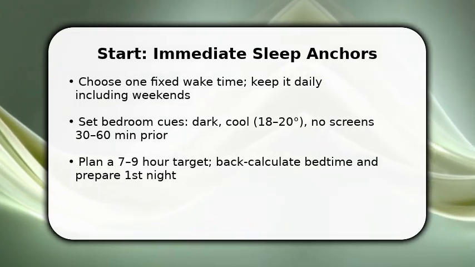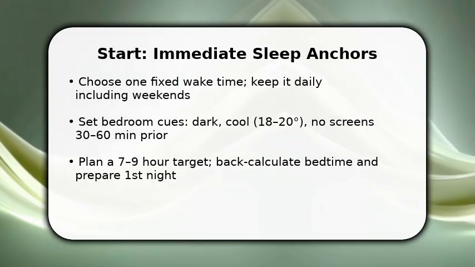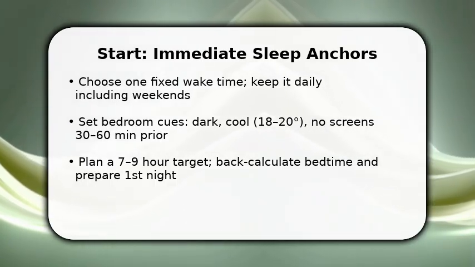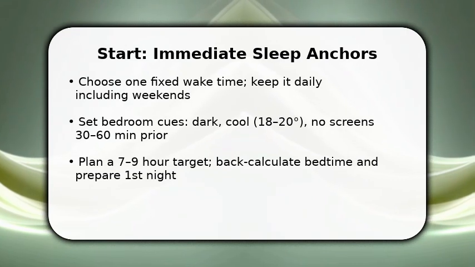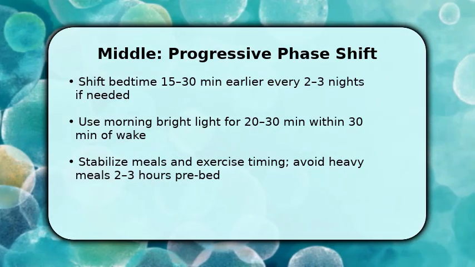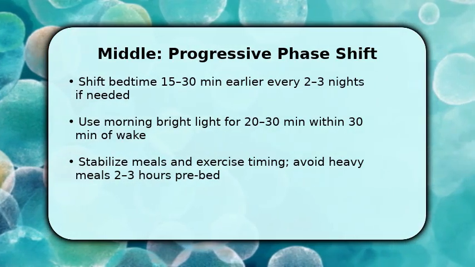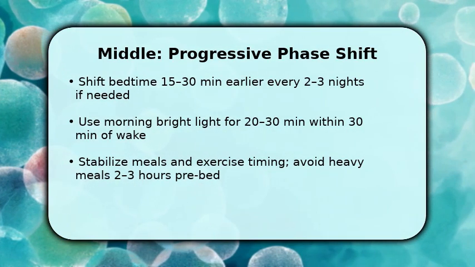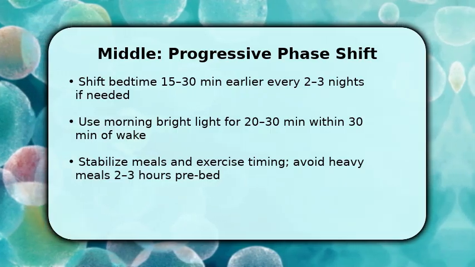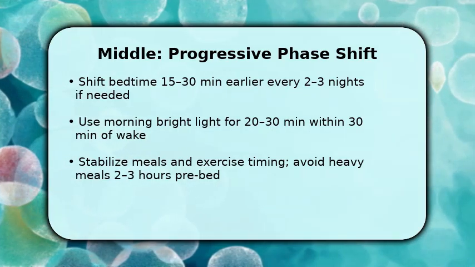This is the how and why: consistency trains the clock. Immediate environmental control speeds the process. Once your anchor is set, you perform a progressive phase shift. Move bedtime earlier in small steps, 15 to 30 minutes every 2 to 3 nights, so your body adjusts without stress.